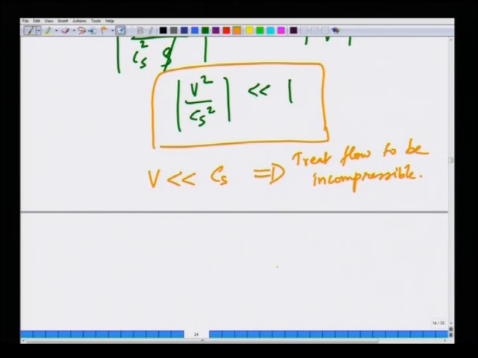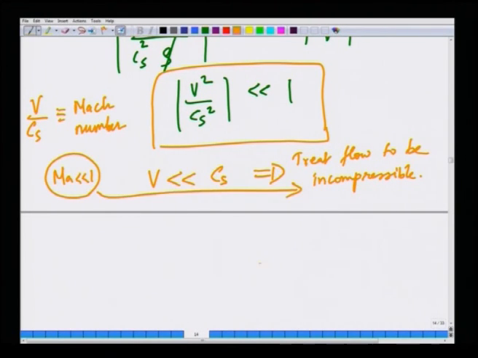Okay. So, this v divided by Cs, the velocity of the flow divided by the speed of sound, is given a special name; it is called the Mach number. So, when the Mach number is very small compared to 1, then the flow is incompressible. So, that is a very good approximation.